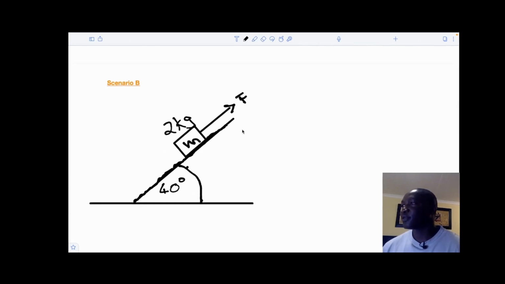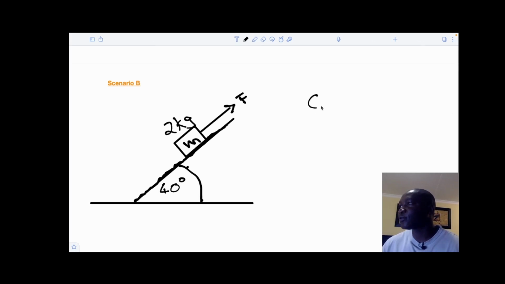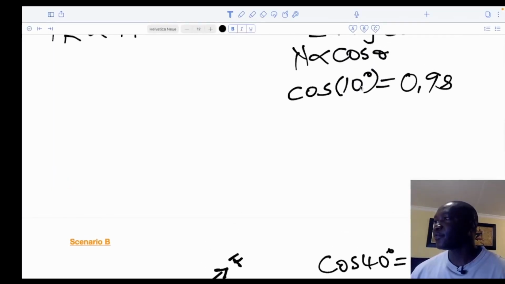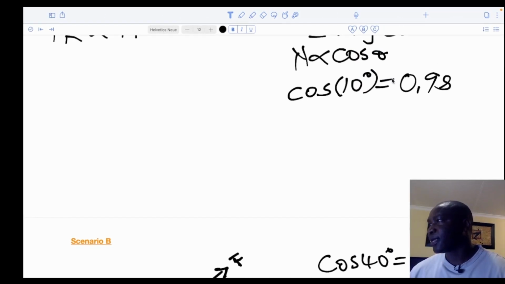The free body is still exactly the same, so the normal force is still given by the F_G perpendicular, which is given by mg cos of theta. So let's look at what happens to the cos of theta if the angle has increased to 40 degrees. Cos of 40 degrees, you use your calculator to find it, will give you 0.77.